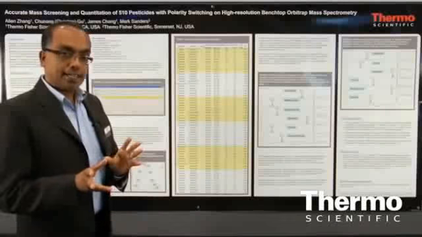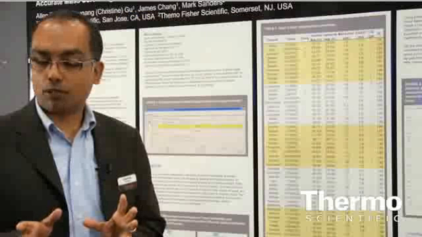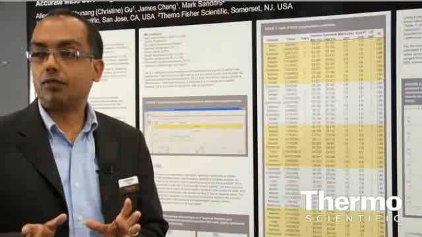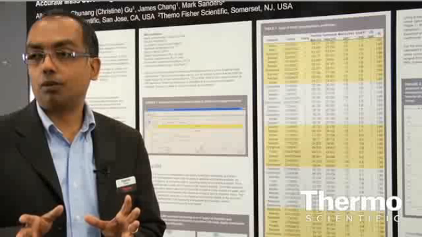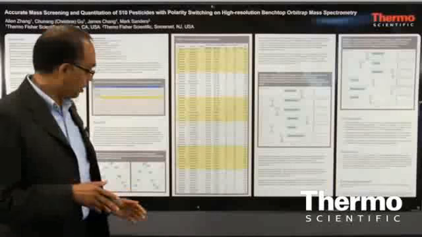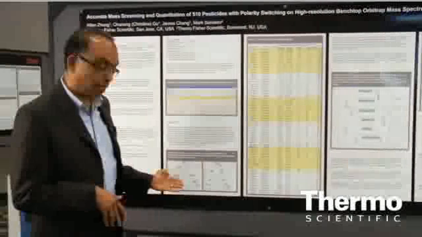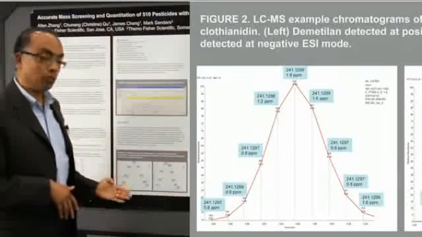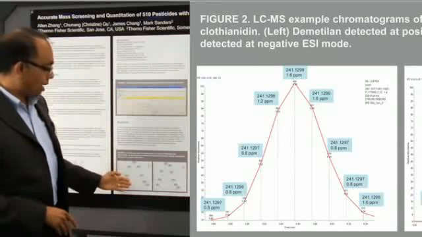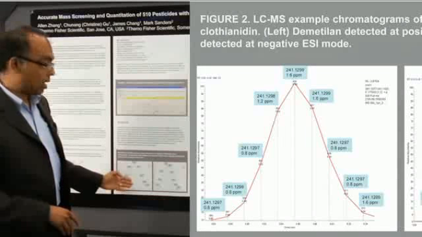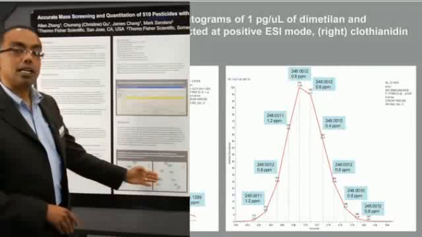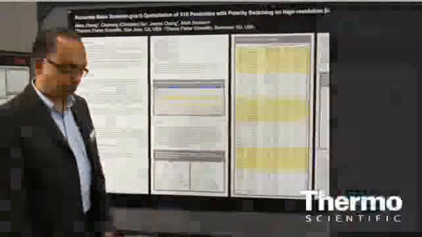Now, I mentioned earlier that some compounds ionize better in positive, of course, and some compounds ionize better in negative. Therefore, it is essential for the instrument to be able to do fast polarity switching between positive and negative modes. So here, this graph shows an example of this. The Exactive is able to switch between positive and negative polarities very rapidly. And on the left, we have a compound being detected in positive, and on the right in the same scan we have another pesticide being detected in negative electrospray mode.